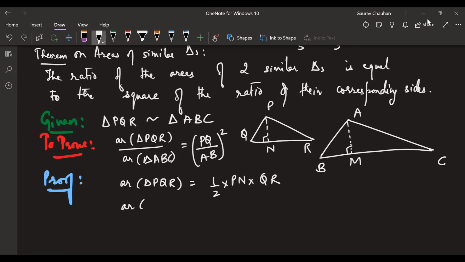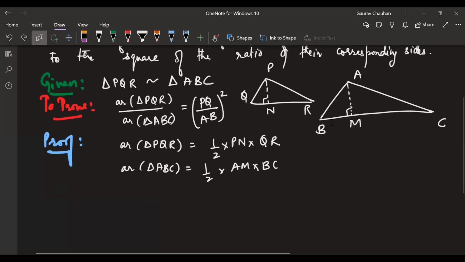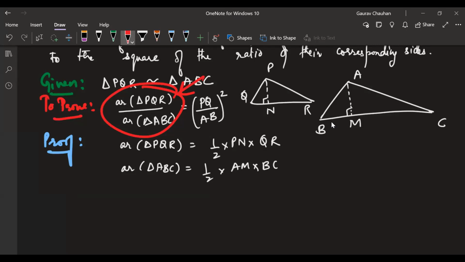Guys, I want you to observe this is height, this is base. So half into base into height is the area of triangle PQR. Similarly, area of triangle ABC is half into AM into BC. Again, this is height and this is base. We good, MG? I hope there's no confusion here. Now let's get to the LHS of this part. Reaching this part directly is difficult. Let's start from LHS and we'll reach the RHS.